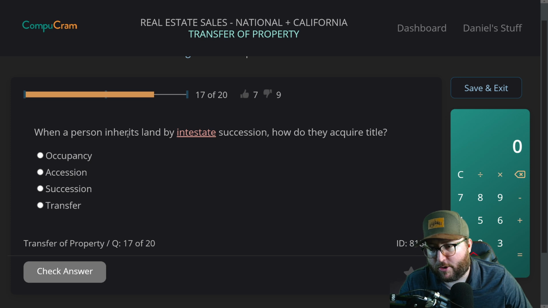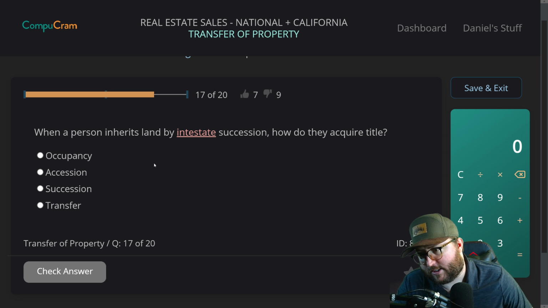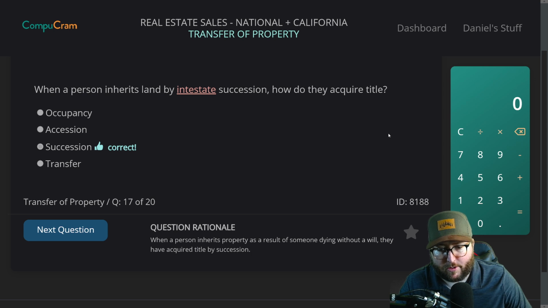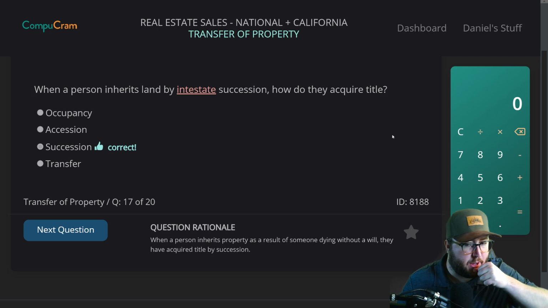Question 17, when a person inherits land by intestate succession, how do they acquire title? A, occupancy, B, accession, C, succession, D, transfer. Intestate. What is intestate? Dying without a will, without leaving a will. Would that be succession? If you die without a will, does it automatically go to your kids or your family? I'm going to go with it. Correct. When a person inherits a property as a result of someone dying without a will, they will have acquired title by succession.